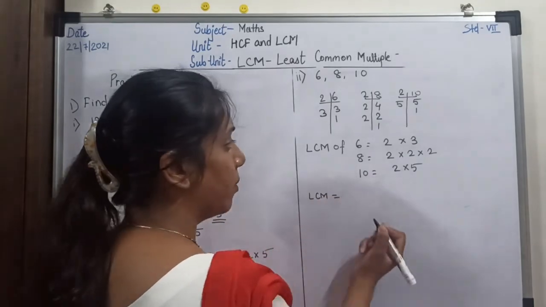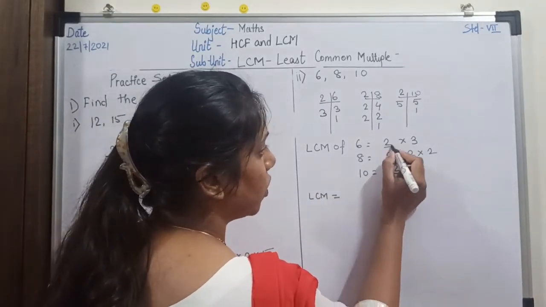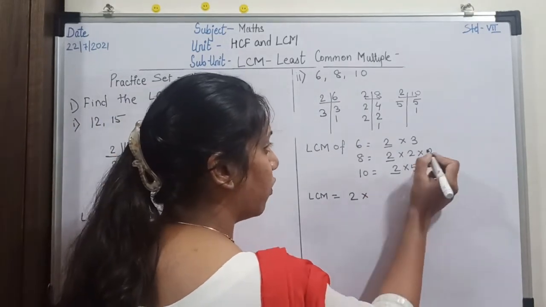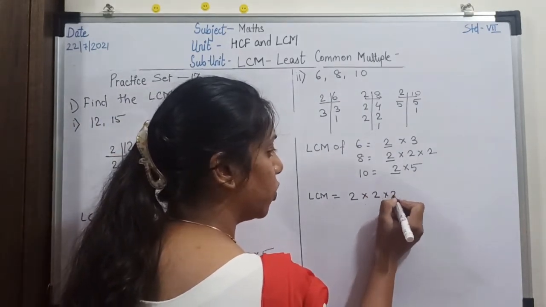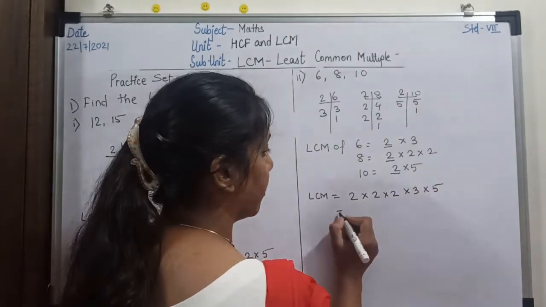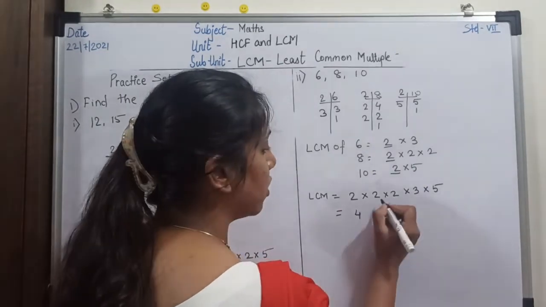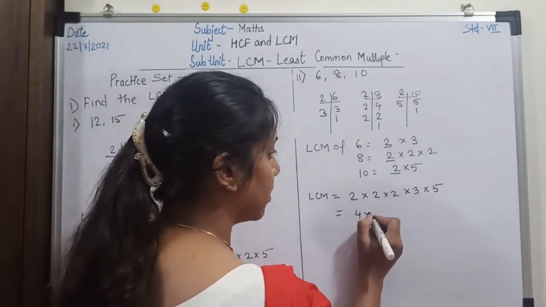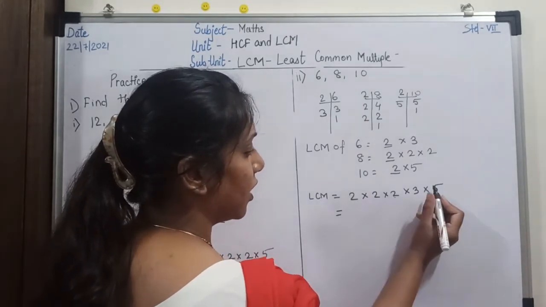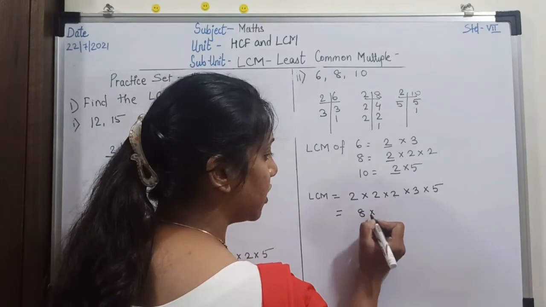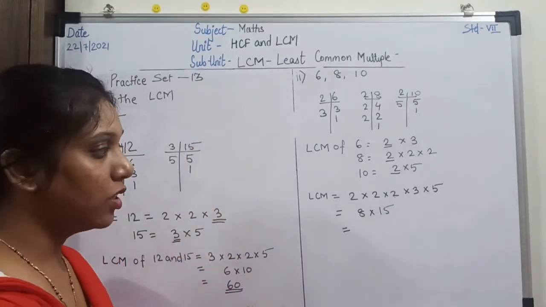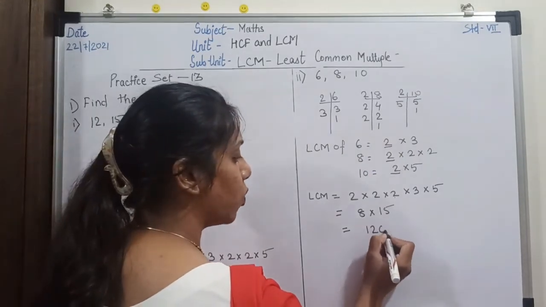Therefore, LCM: 2 is common, so we have taken 2. Now we'll take the remainings. 2 into 2 into 3 into 5. So 2 2s are 4, 4 2s are 8. And 8 into 15. What is 8 into 15, children? It is 120.